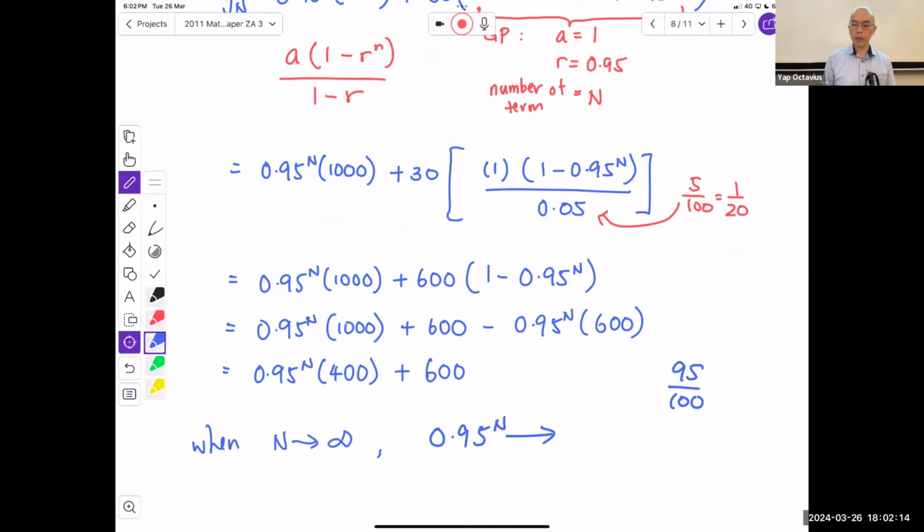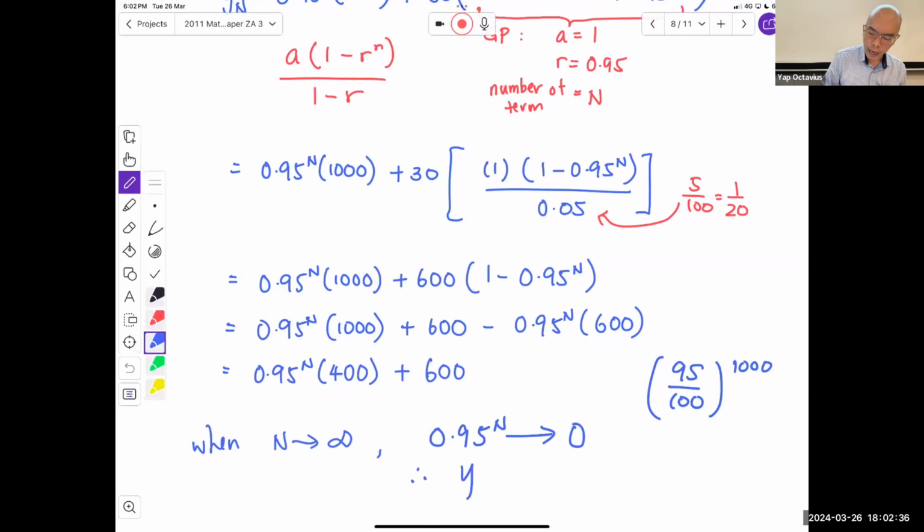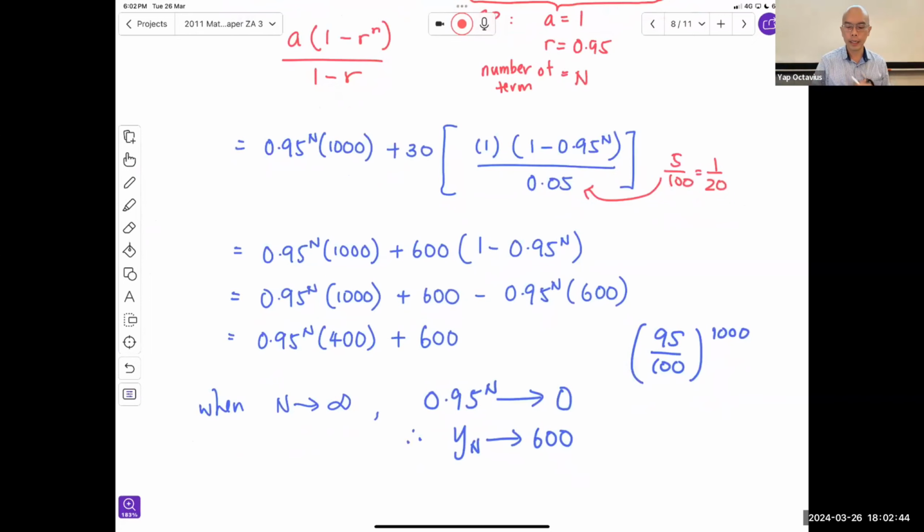So once n gets bigger and bigger, it approaches 0, because the denominator will be much bigger. Try 1,000. Of course, you don't live 1,000 years, but this will be much bigger than 95. So this approaches 0, and clearly this part will be gone. So the membership will stabilize. Therefore yn approaches 600. So the gym will always have about 600 members based on the pattern that it is.